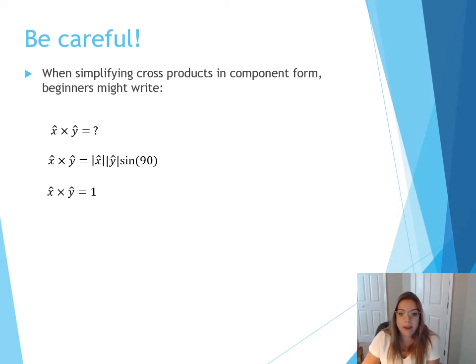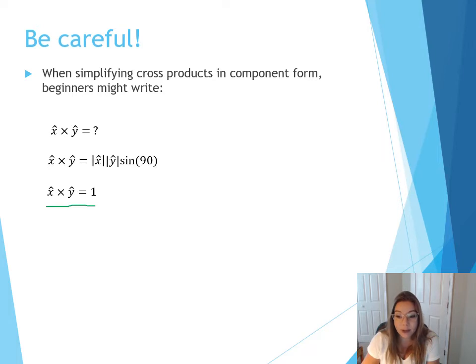They would say, well, the norm of x hat is the number 1, norm of y hat is the number 1, sine of 90, all of that gives me the number 1. And they would write down that x crossed with y is equal to the number 1. Something is very, very wrong about this. Remember that the cross product generates a new vector that's perpendicular to both of the vectors in the cross product. So to write down that x crossed y is equal to a number doesn't make any sense.